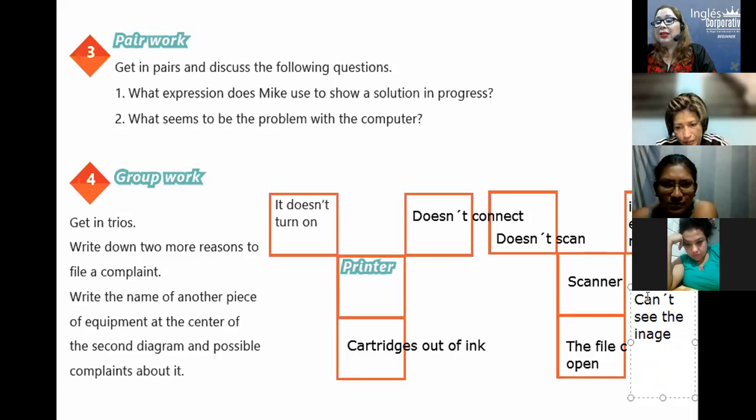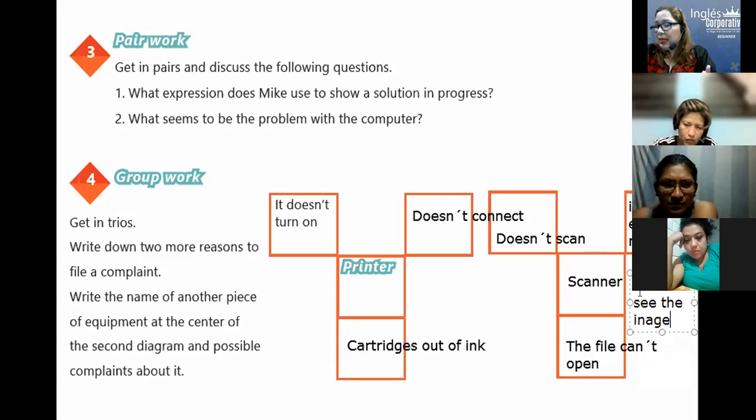Acá, si ustedes se fijan, yo he usado el verbo can en forma negativa. Es un modal verb que ahora vamos a ver el otro uso que tiene este verbo. Pero acá está utilizado como la habilidad de hacer, ¿verdad? Como habilidad. Pero quiero que pasemos al siguiente tema. Ok, aquí ya pusimos lo que íbamos a poner.